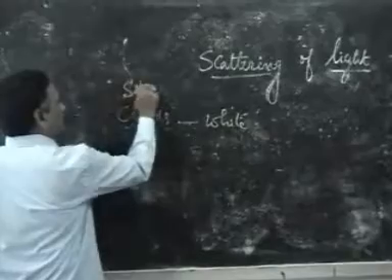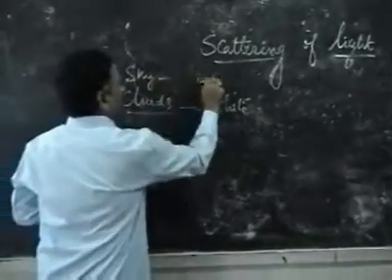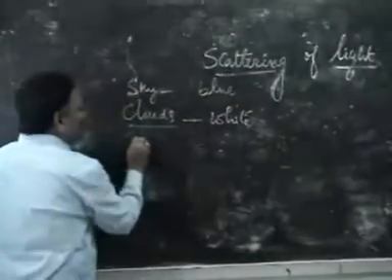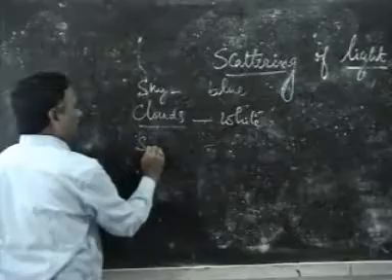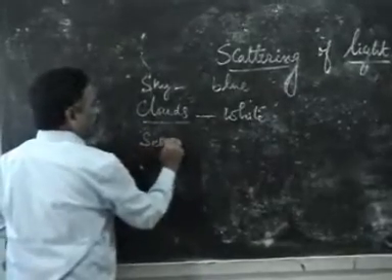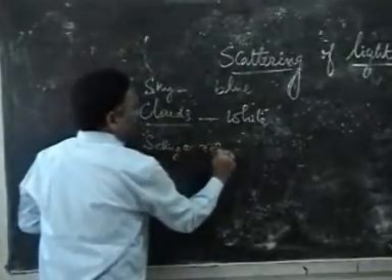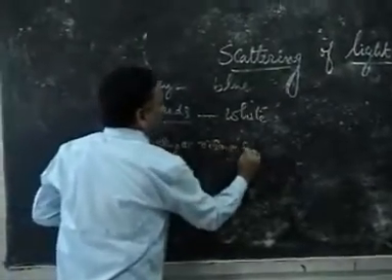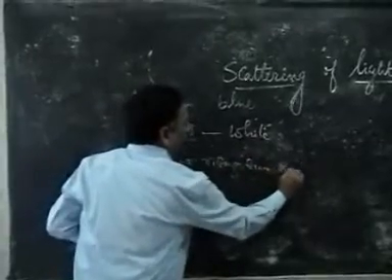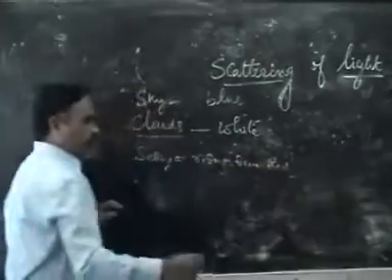Now the sky is blue. The setting sun or rising sun is red. So we have given sufficient reasons for it.